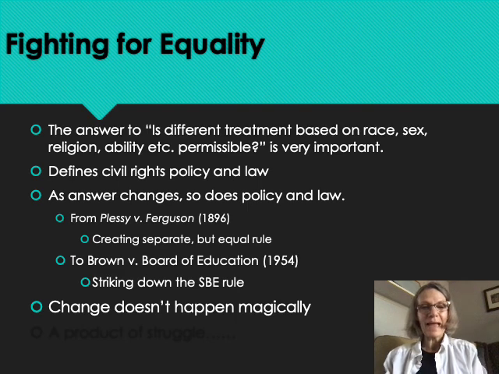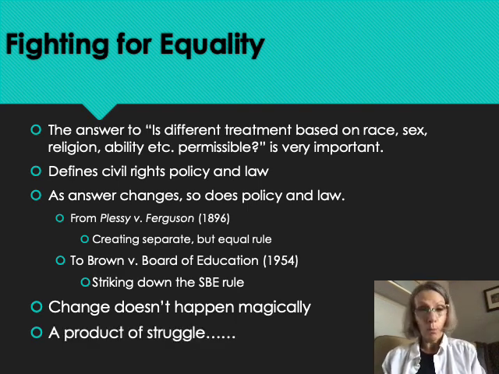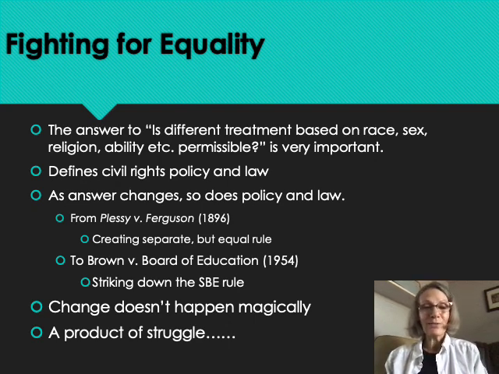Now, keep in mind that change doesn't just happen. It is a product of hard work. It's the product of people demanding change in the laws, struggling, raising consciousness about unfair and unequal treatment, right? And so the next lecture that we're going to take a look at is going to look at that history of the civil rights movement and how the civil rights movement has expanded beyond race to deal with other classifications of people as well.